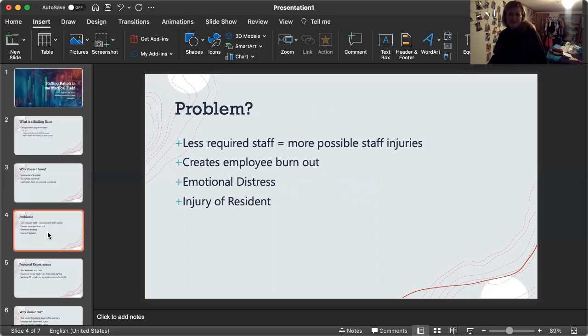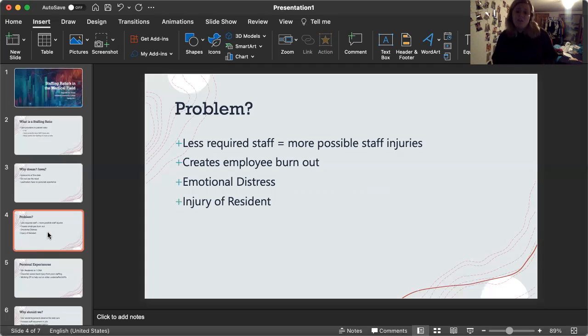The problem with not having a staffing ratio is, well, you have less required staff, which means more possible staff injuries. Transferring 2 people by yourself when you don't have enough staff, or not being able to step back and take a break when you're frustrated or you just need a breather so you don't hurt yourself. It creates employee burnout because, again, less staff means you're working more hours, required overtimes, picking up to make sure that the other shifts don't have minimal aides or nurses or whatever.